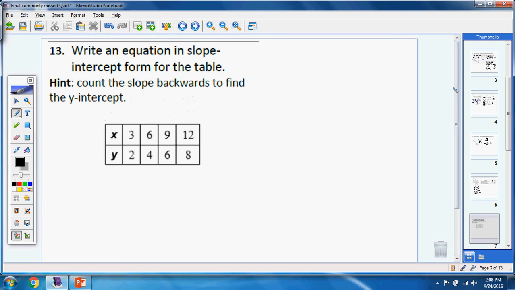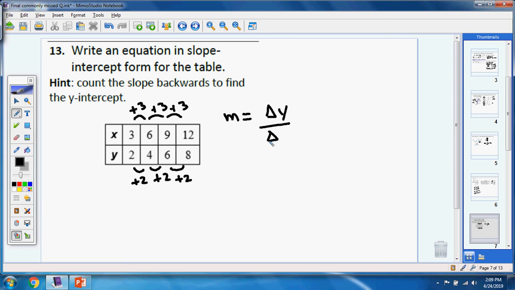Write an equation in slope-intercept form for the table. Count the slope backwards to find the y-intercept. That's the hint. Because again, we need to know if x is 0, that's the y-intercept. So let's find the change first. So it's plus 3 and all plus 3. Looks good. And this would be plus 2, it looks like. Remember, your slope, though, is a change in y over change in x, which is going to be a positive 2 divided by a positive 3. So my slope is 2/3.